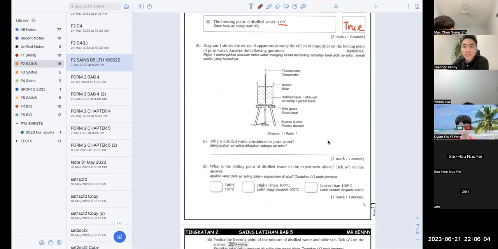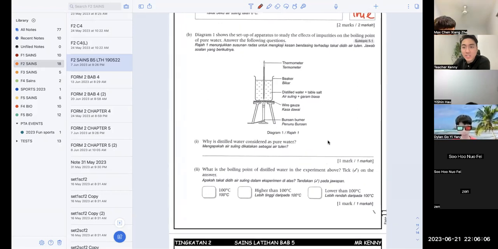B. Diagram 1 shows a setup of apparatus used to study the effects of impurities. Impurity means things that make the water not pure. All right, thermometer, beaker, distilled water, gas burner. Okay, why is distilled water considered as pure water? Why?